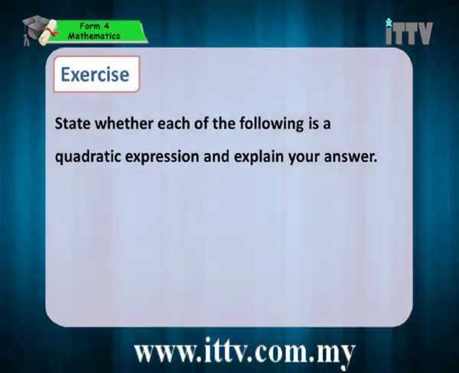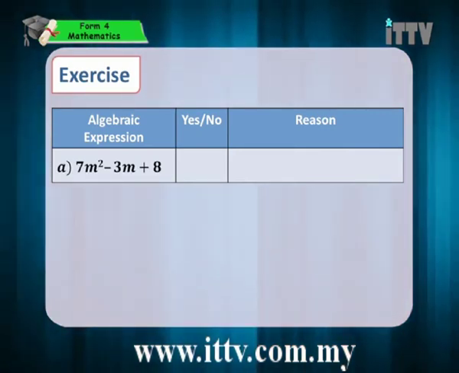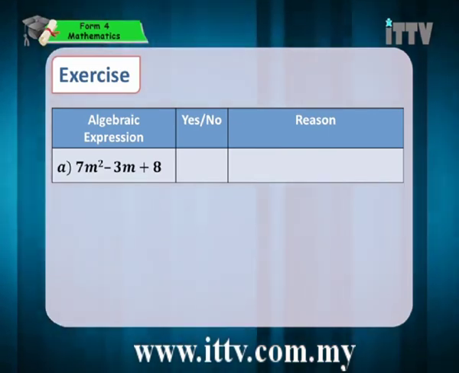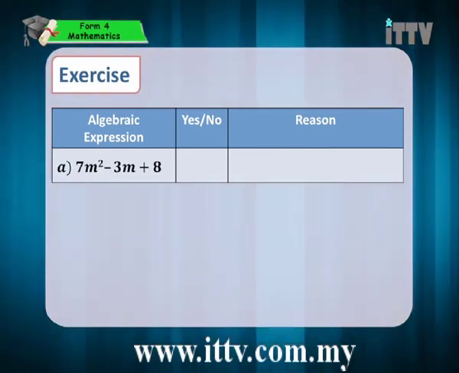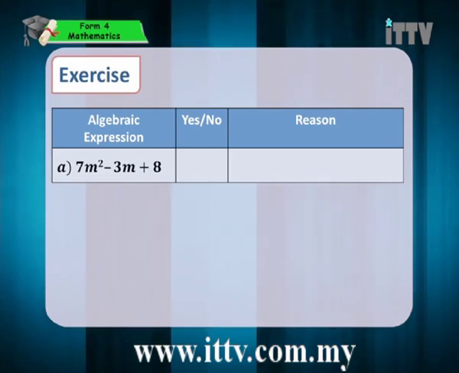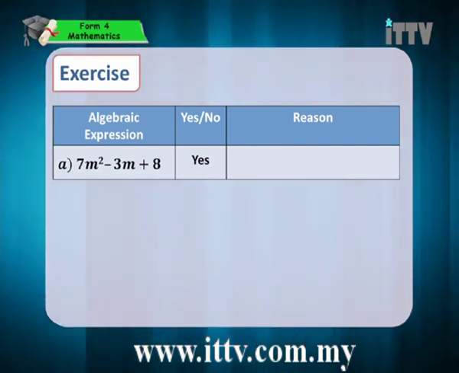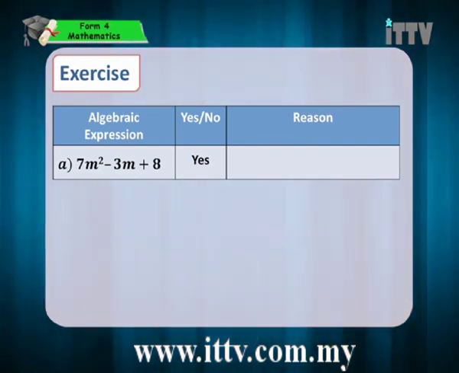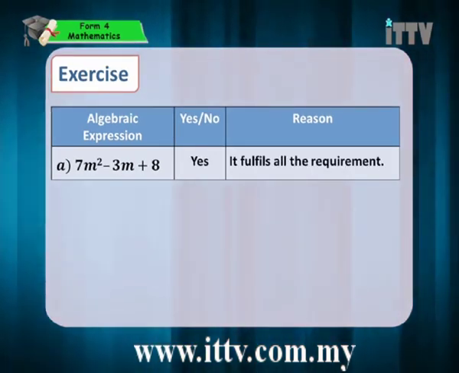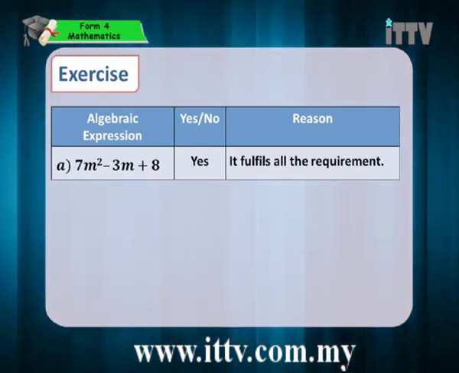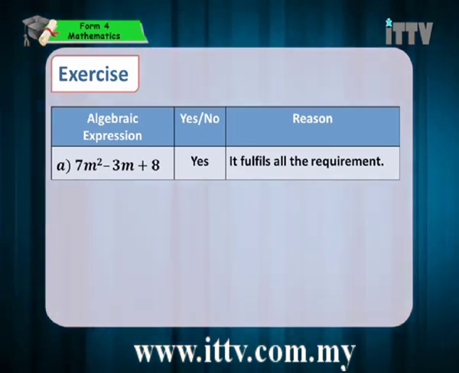Alright, 7m squared minus 3m plus 8. For the expression in A, yes or no? Is it a quadratic expression? Yes, it is. And the reason, it fulfills all the requirements. And remember the requirements? The variable in this case, which is m, is squared. And the constant a is 7, b is -3, and c is 8.